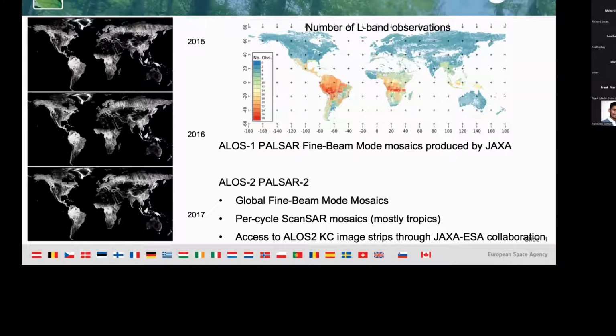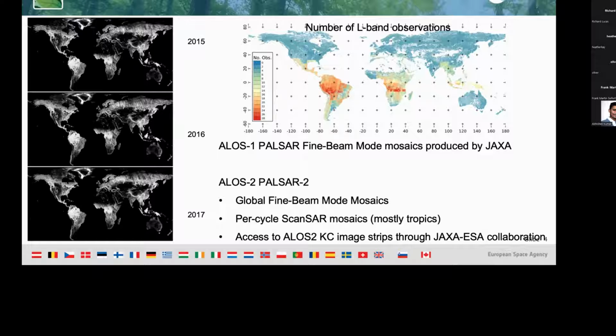With respect to L-band, so the longer wavelength radar, we've been working so far with the mosaics that JAXA has released based on a high resolution mode called fine beam mode. Working with mosaics is not our preferred mode of operation, but so far the data has been available in this format. Some years ago, JAXA also provided images that have been acquired in another imaging mode called ScanSAR.